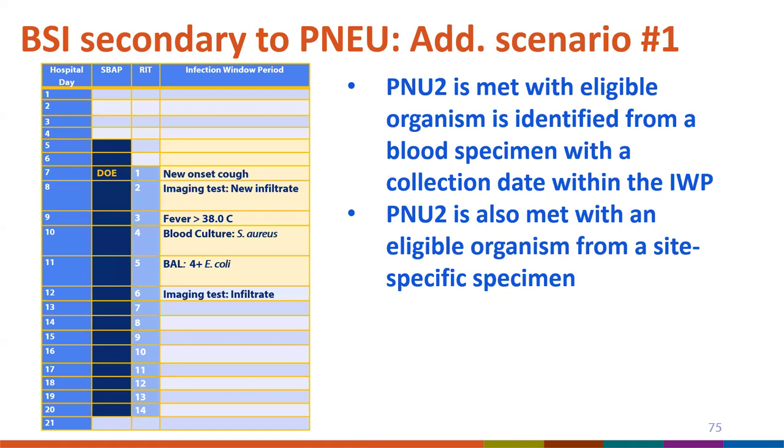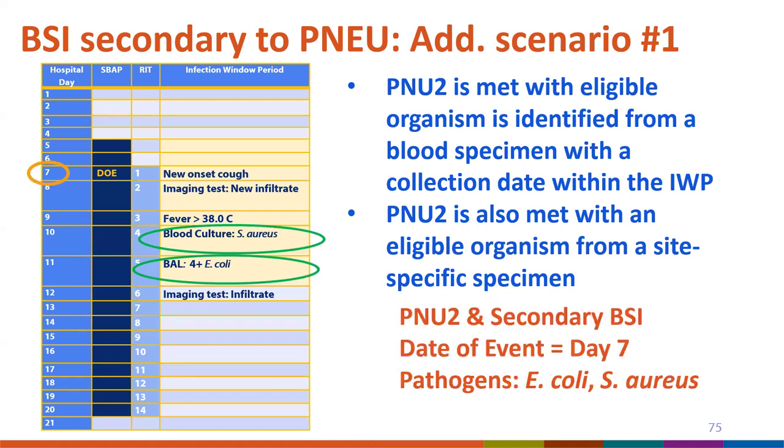In this scenario, Nu2 can be met with a Staphylococcus aureus identified from the blood specimen with the collection date in the IWP. And Nu2 can also be met with E. coli identified from BAL specimen. Note that 4+ E. coli is an acceptable semi-quantitative culture result for meeting Nu2. And the determination is Nu2 with a secondary BSI, and both the E. coli and the Staphylococcus aureus are reported as pathogens for the event.